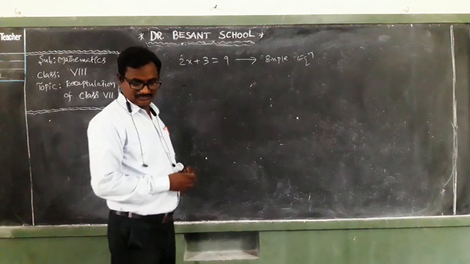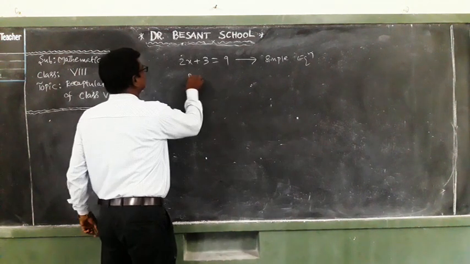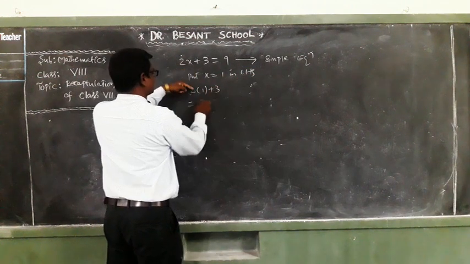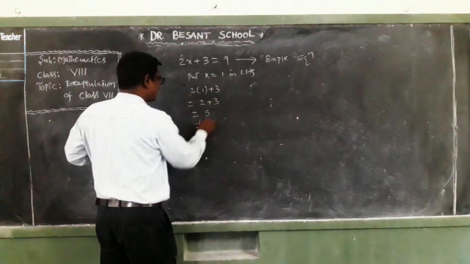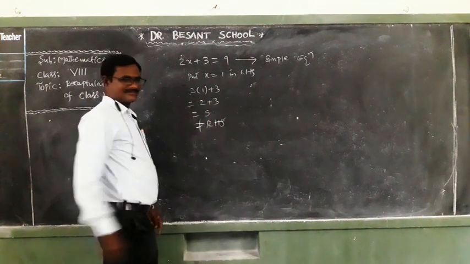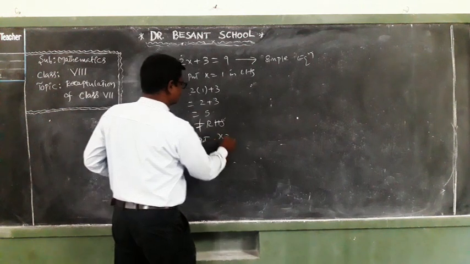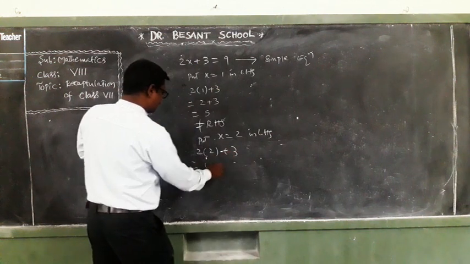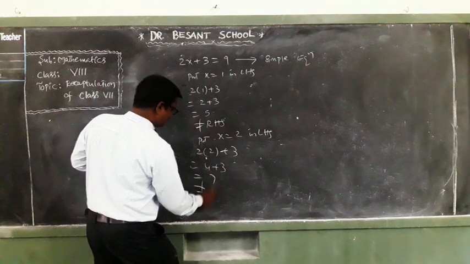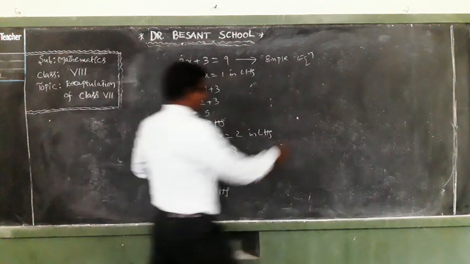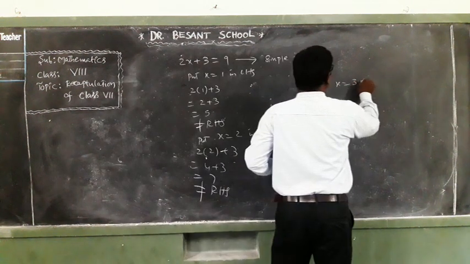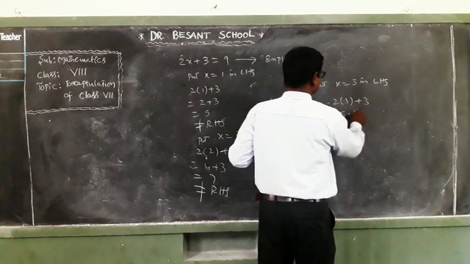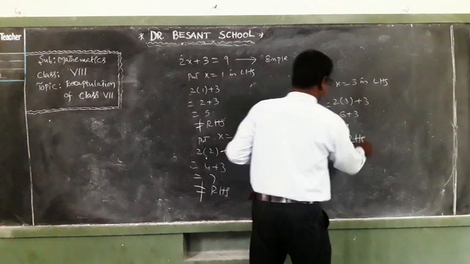If you see, putting x is equal to 1 in LHS, that is 2 into 1 plus 3, which is 5. That is not equal to our RHS 9. Again, putting x is equal to 2 in LHS, that is 2 into 2 plus 3, 2 twos are 4, plus 3 is equal to 7. That is not equal to RHS 9. Again, putting x is equal to 3 in LHS, that is 2 into 3 plus 3, 2 threes are 6, plus 3 is equal to 9, which is exactly equal to our RHS 9.